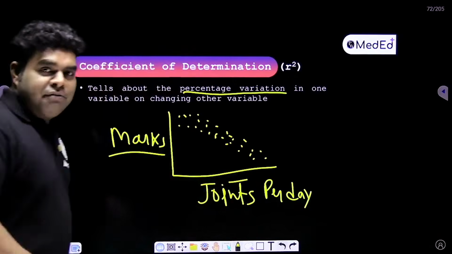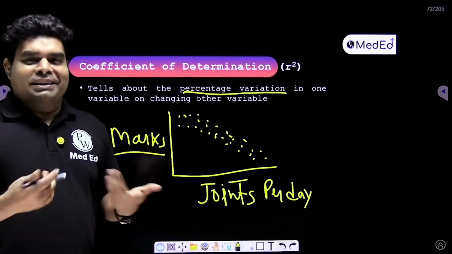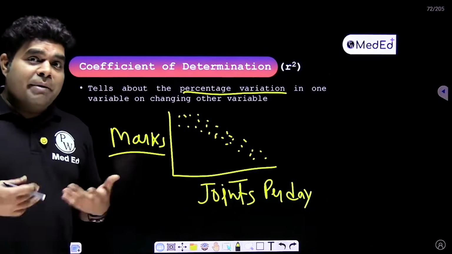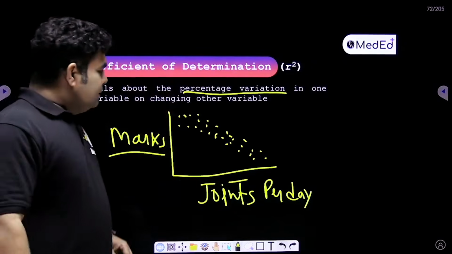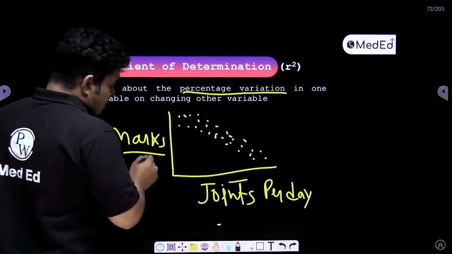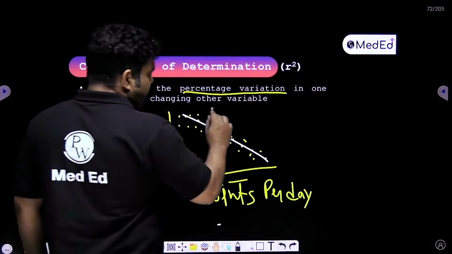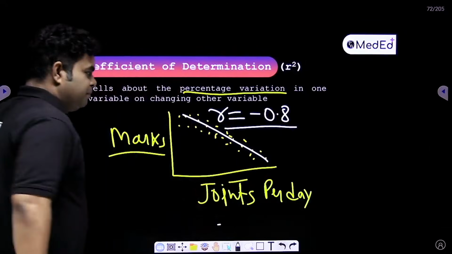Marks will decrease if you smoke 6-7 joints per day because the joint will relax you too much. It causes amotivational syndrome. It never causes memory loss, but it can make you relax, and so you will not feel like studying, and therefore marks will decrease. So you explain it to your friend, look, my dear friend, marks and joints have a negative correlation, the direction is negative, and they have a strong negative correlation of -0.8.